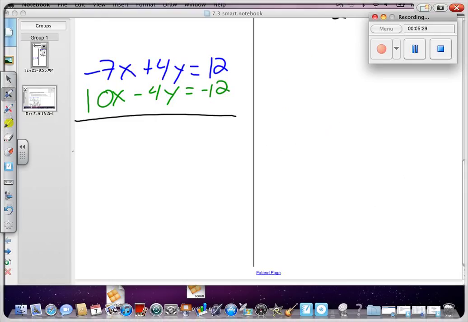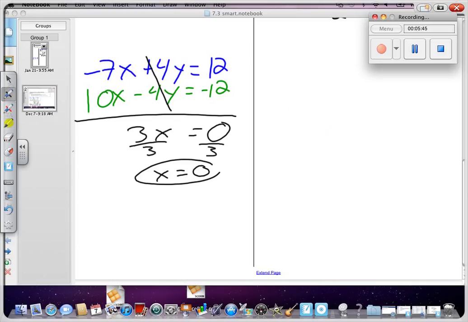Okay, so I had a lot of people freak out about this part. 12 plus negative 12 is 0. That's fine. The 4's cancel out. Negative 7 plus 10 gives me 3x. We divide by 3. What's 0 divided by 3? 0. That's just fine. You can have 0. Which one do you want to plug it into, the blue or the green? Let's plug it in the blue this time. Doesn't matter, you'll get the same answer.